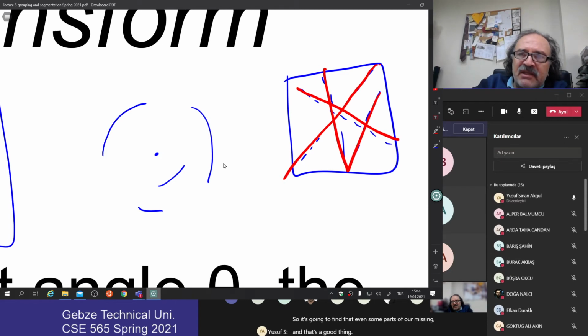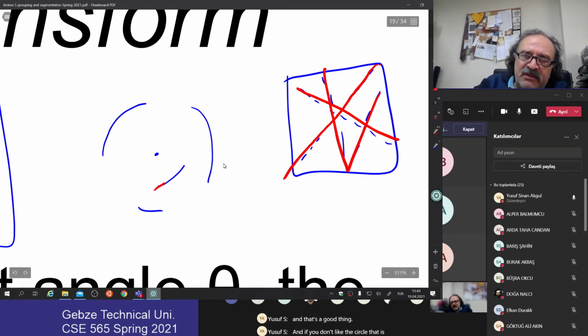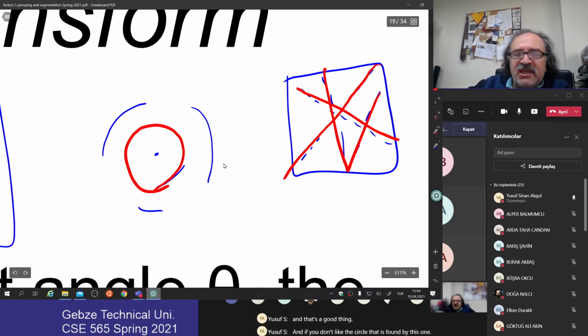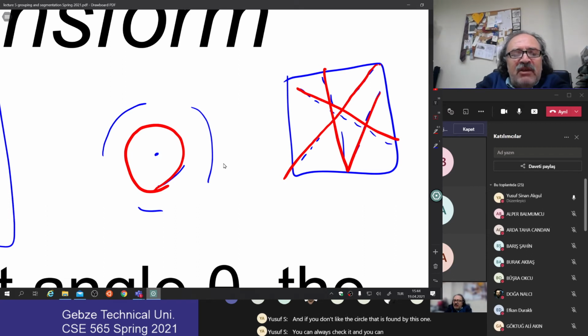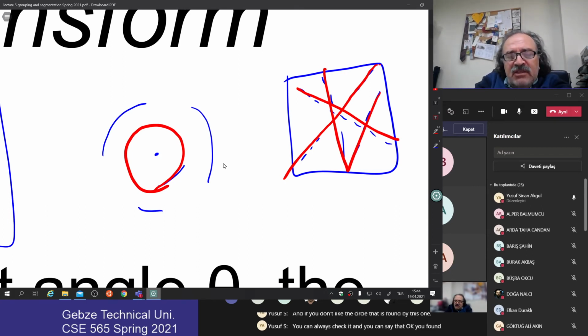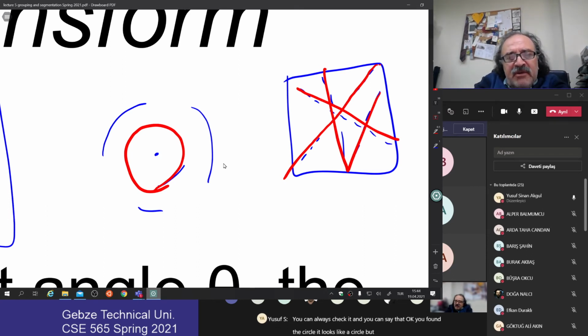And if you don't like the circle that is found by this one, you can always check it, and you can say, okay, you found a circle, it looks like a circle, but I don't like it because many parts of this one are missing, as long as you have the circle in your hand. Okay, now I understand. Thank you.